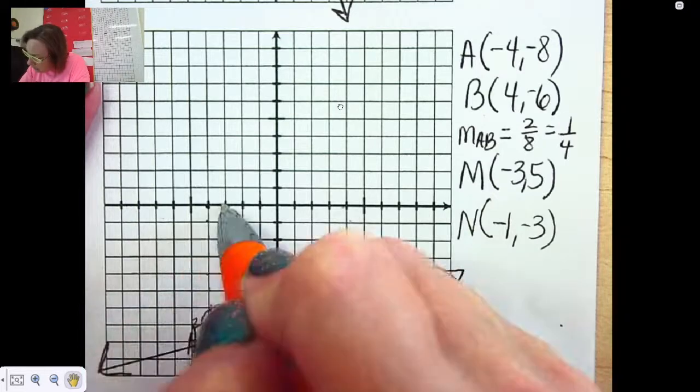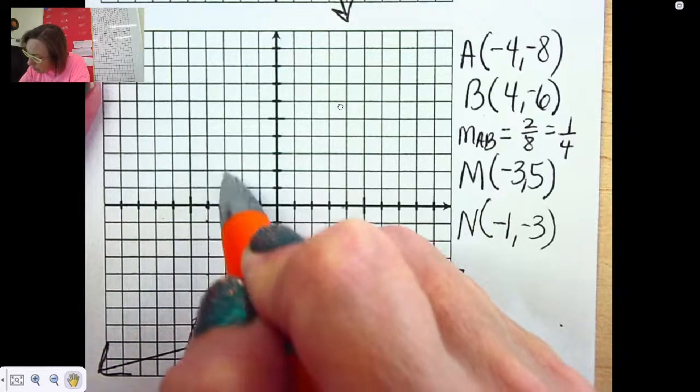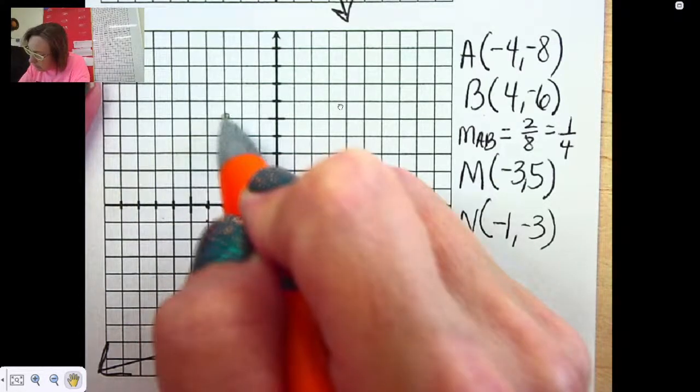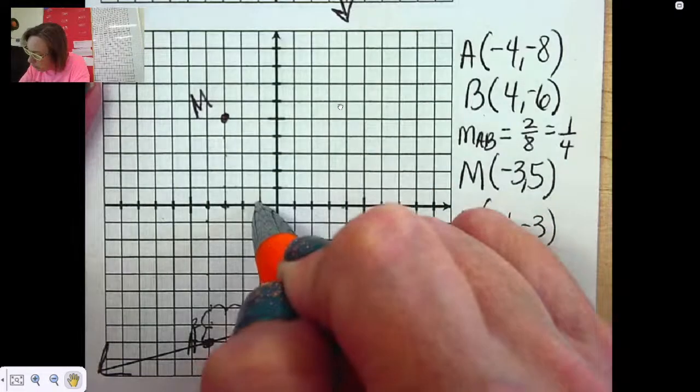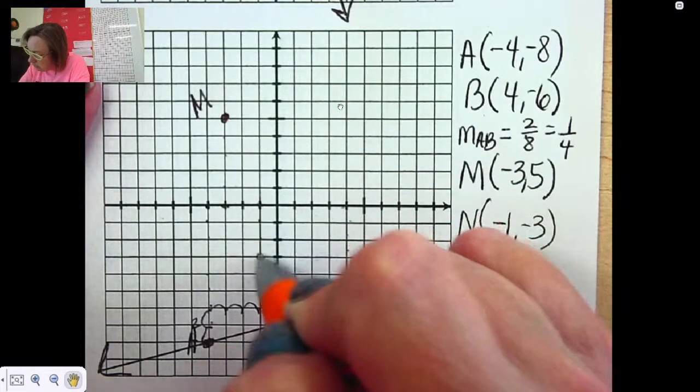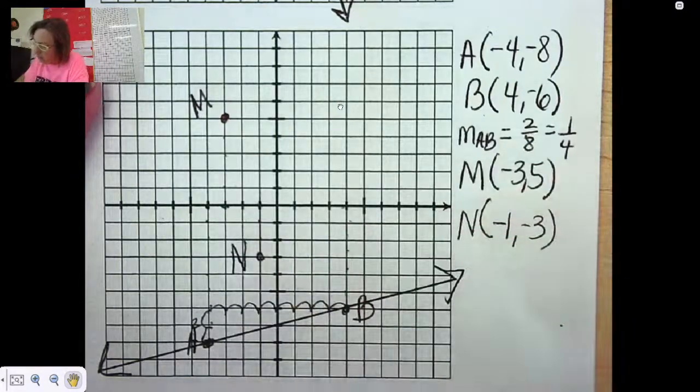Okay, so M is -3, 5, 1, 2, 3, 4, 5, -3, 5, that's M. N is -1, -3, there's my N.